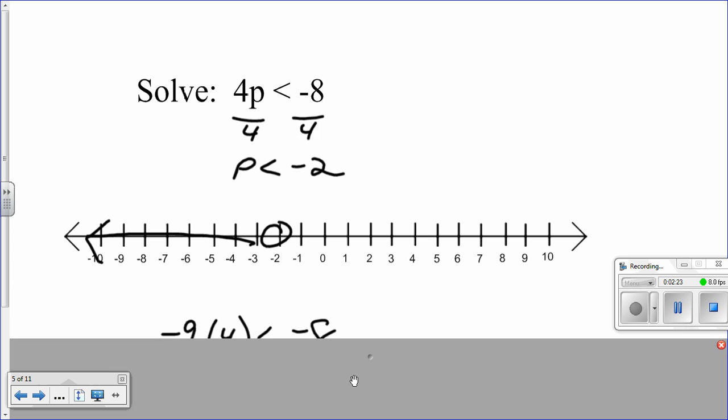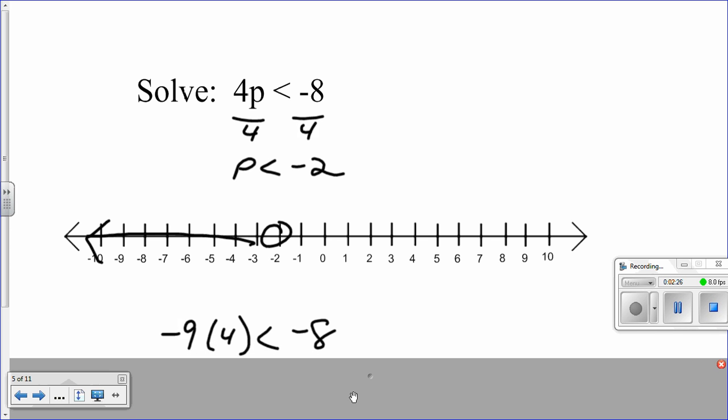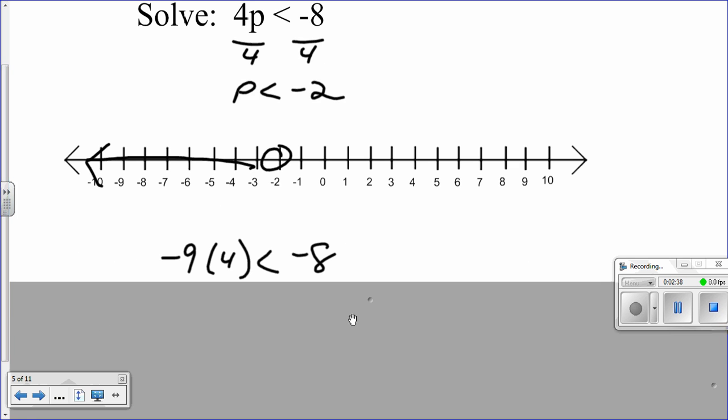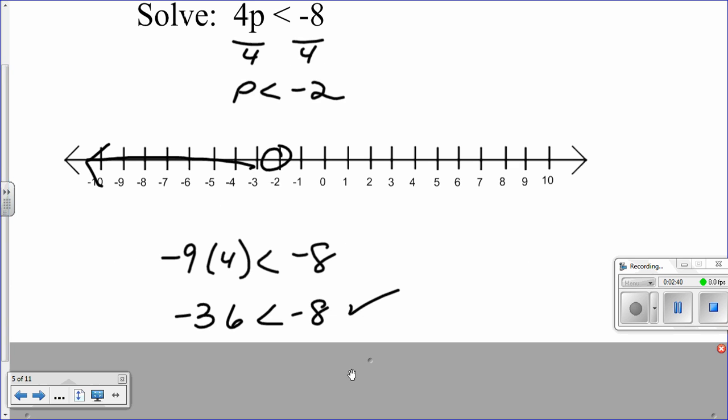Again, pick something in your solution set, in your answers, your shaded area, substitute it into the original equation and see if it works. I chose -9 on this one, so 4 times -9, is that less than -8? And we end up with -36 is in fact less than -8. So it does check out.